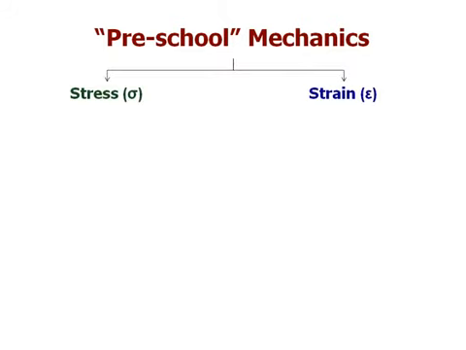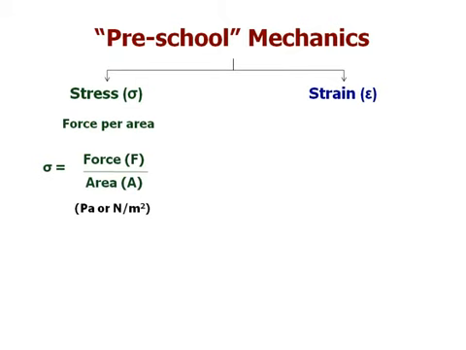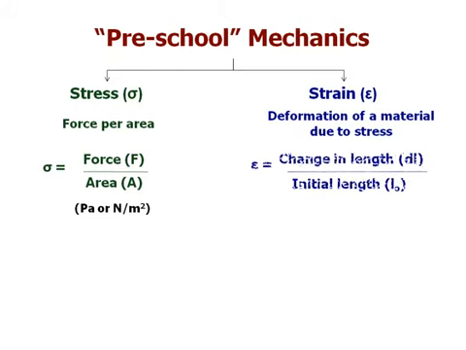So we have stress and strain. Stress, by definition, is the force per area, and it's given by this ratio, force over area. And the units are pascals or newtons per meter squared. Strain is the deformation of a material due to the stress. And the best example I can give you is possibly my wife, who causes a lot of stress and causes me to strain quite a bit.